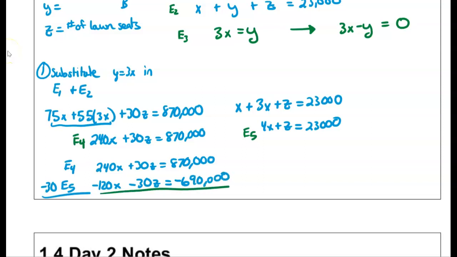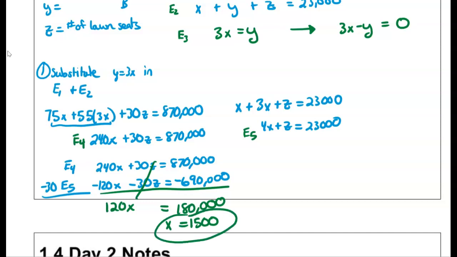All right, we can add those, and we get 120x equals 180,000. So divide by 120, and you end up with 1,500. So there's 1,500 seats in section A. Now, take that number and go back into either equation 4 or equation 5, because now you have x, so you can find z. I'm going to go into equation 5, because the numbers are so much smaller. And I'm going to solve for z. And so this tells me that z is 17,000.